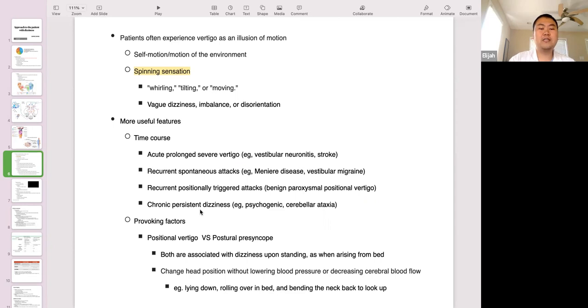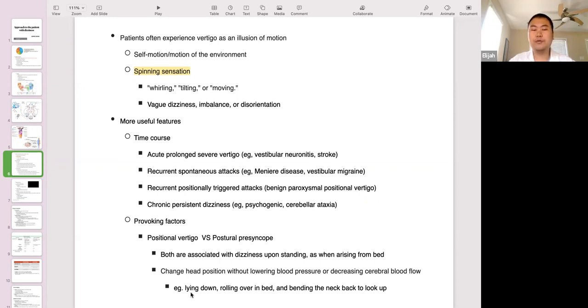And another useful feature is provoking factors. For example, positional vertigo and postural presyncope. I think I have said this. Both are associated with dizziness upon standing. So when you go from lying down to rising from bed, you can feel dizziness. But positional vertigo is often not associated with blood pressure. So when you change head position without lowering blood pressure or decreasing cerebral blood flow, you can still see that patients have vertigo and sometimes nystagmus.